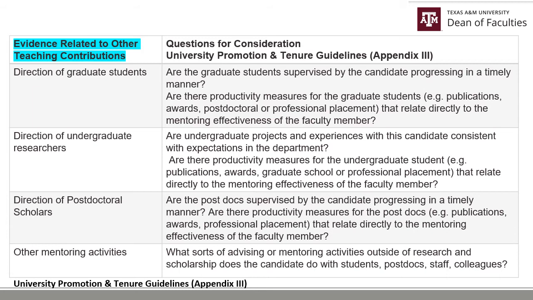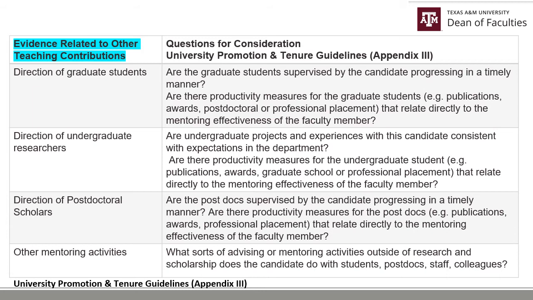Are there productivity measures for the graduate student, like publications, awards, postdoctoral, or professional placement, that relate directly to the mentoring effectiveness of the faculty member? Direction of undergraduate researchers. Are undergraduate projects and experience with this candidate consistent with expectations in the department?